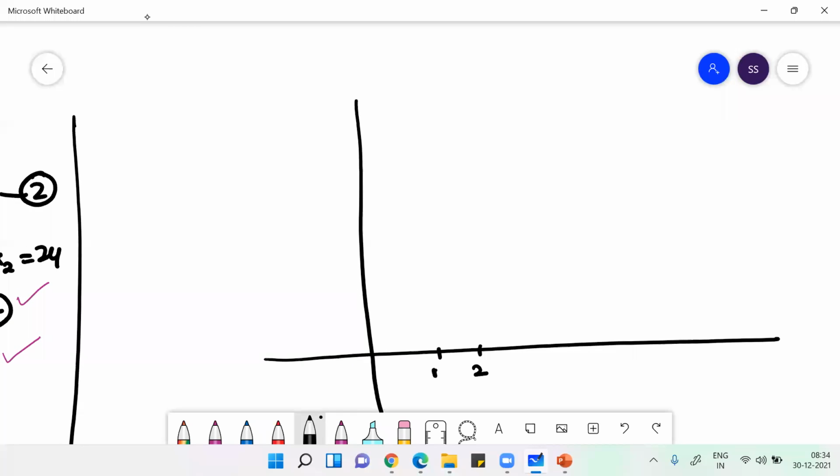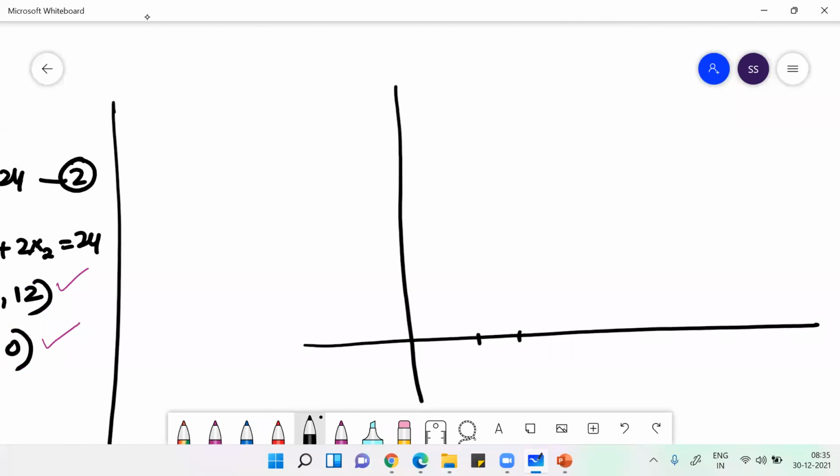How much maximum value can I take? 12. So you can think about that also. 2, 4. Why did I not start with 1? Because then I would need to go very far for 12. So 2, 4, 6, 8, 10, 12, 14, 16, like this. That discretion will be yours. You can take any 2 points.